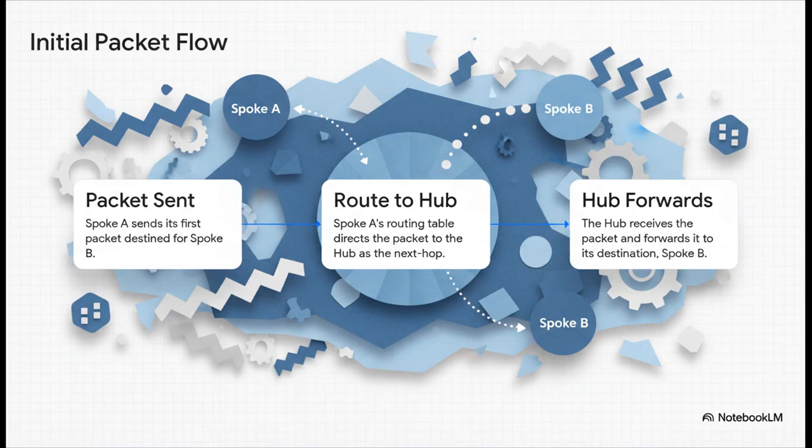All right, so first things first, everything kicks off just like you'd think it would. Spoke A needs to send something to spoke B. It checks its routing table, which says, hey, the next hop is the hub. So that first packet makes the trek, all the way from spoke A up to the hub. The hub then does its job and forwards it down to spoke B. Yeah, it's inefficient, but this is the critical first step that gets the whole optimization ball rolling.